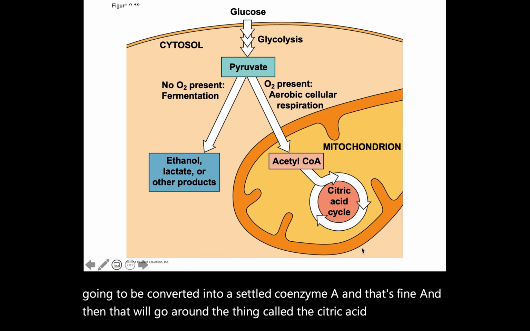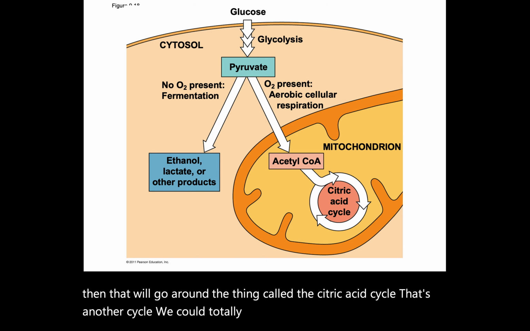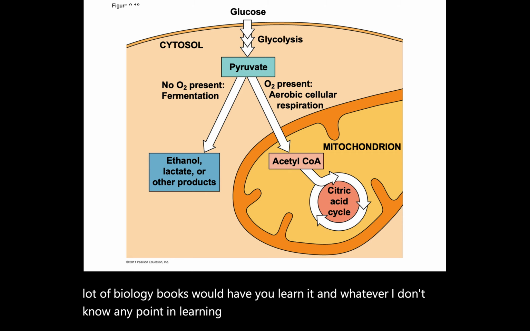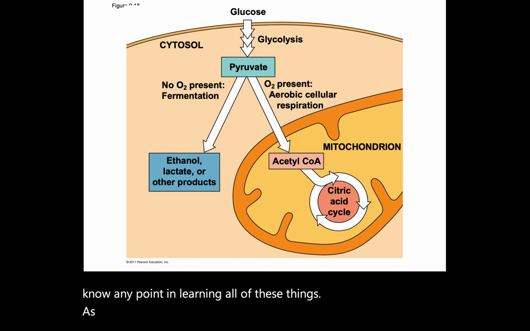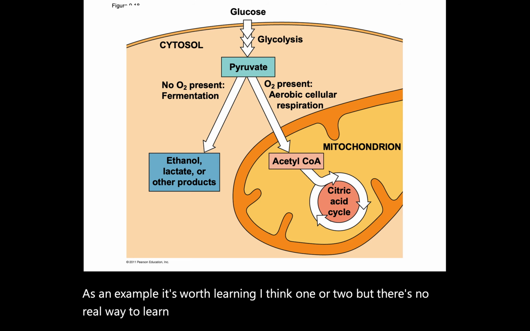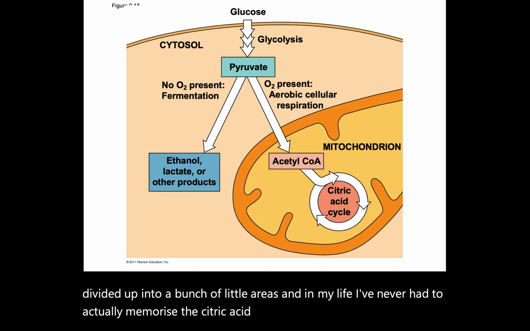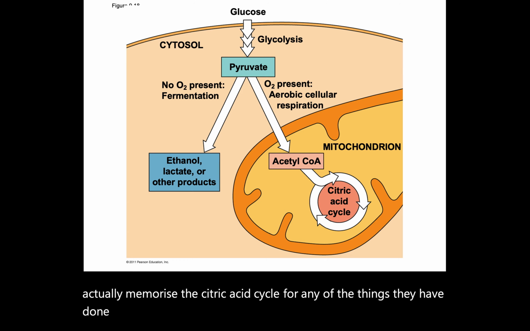That's another cycle we could totally learn. We're not going to learn it, but a lot of biology books would have you learn it. I don't know any point in learning all of these things. It's worth learning, I think, one or two, but there's no real way to learn them all. Biology is essentially a huge place, divided up into a bunch of little areas. And in my life, I've never had to actually memorize the citric acid cycle for any of the things that I've done. And so, yeah, we're not going to do that.